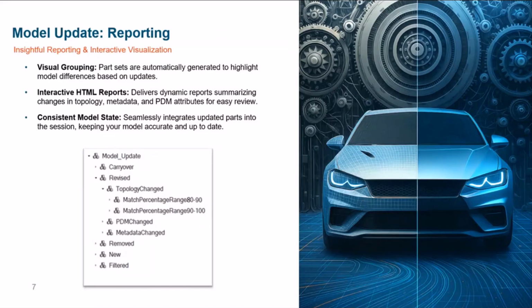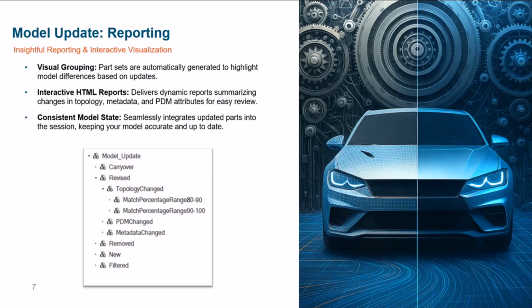Now, from the reporting side, we do two different things. First one is the visual grouping. We are creating part sets that are automatically generated to highlight the differences and all the updates. And we also provide dynamic HTML reports to summarize changes in topology, metadata, and PDM attributes for easy review through these reports.